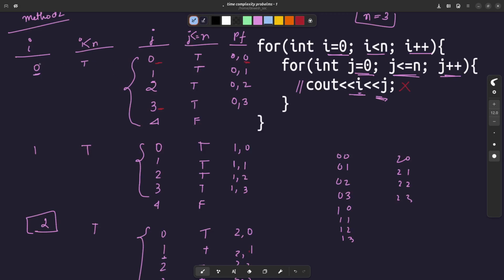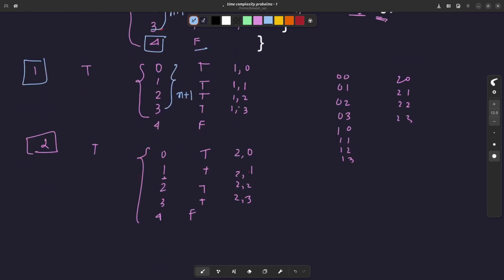Now that we have traced it, we know that for i value 0, j goes from 0 to 3, so n plus 1 iterations. The n value is 3. For i value 1, again, n plus 1 iterations. Remember, for the last value of j there is no iteration, because the condition was false. Then for i value 2, there will be n plus 1 iterations.